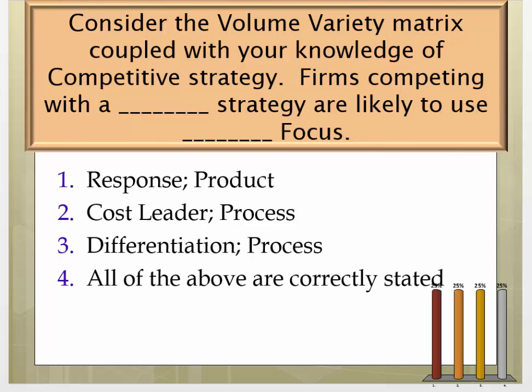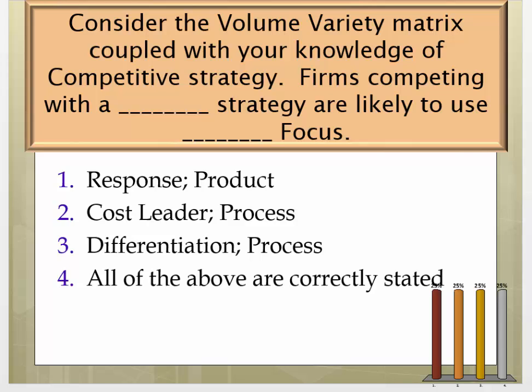So I think you should take a look at this and make sure you understand that a firm that has a differentiation strategy is much more inclined to use a process strategy than, say, a cost leader. A cost leader probably wouldn't be using a process strategy. And a response strategy is probably not going to be using a product strategy, probably going to be using mass customization. And a cost leader is going to be a product flow strategy. So take a look at that. You should be able to associate them.